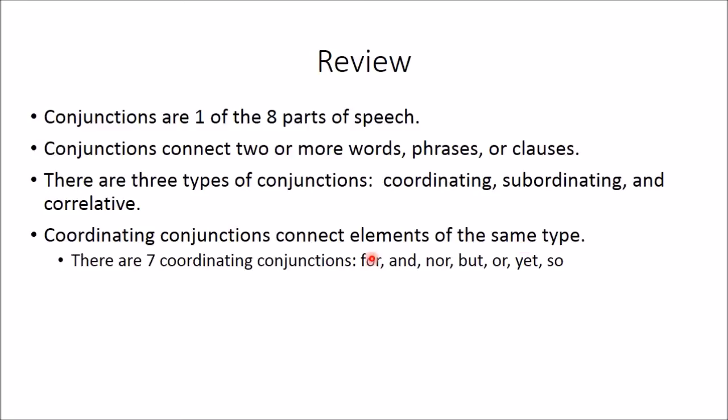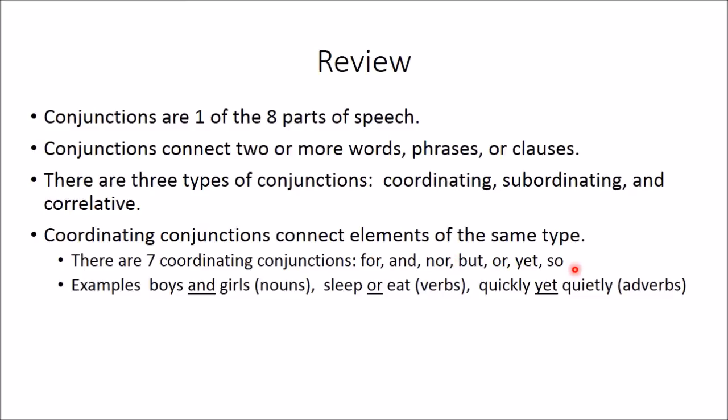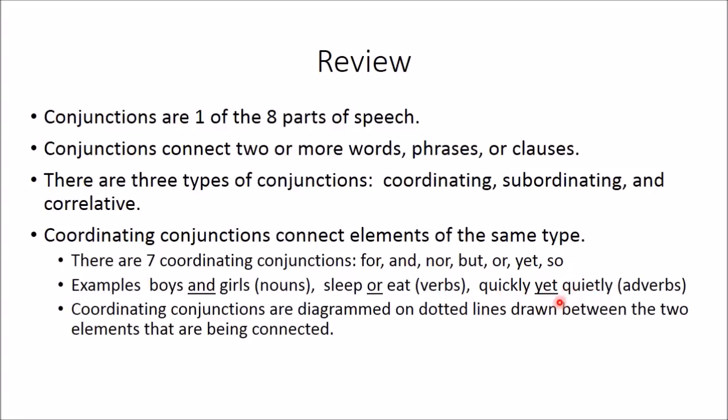There are 7 coordinating conjunctions: for, and, nor, but, or, yet, and so. I'm pretty sure you all know those by now. Some examples: boys and girls, that's 2 nouns. Sleep or eat, that's 2 verbs. Quickly yet quietly, that's 2 adverbs, right? Connecting 2 elements of the same type.